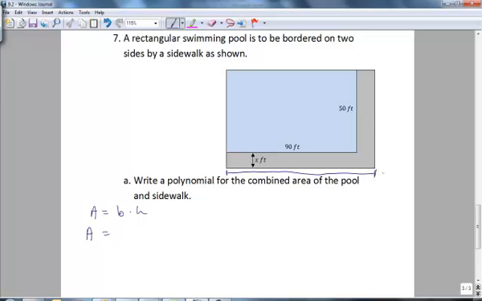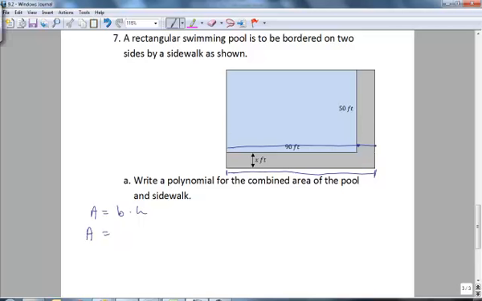We're given a couple of measurements here. We know that the sidewalk is x feet wide. We know that the pool is 90 feet wide. So looking at the picture, to go from here to here is 90 feet, and then to go from here to here would be x more feet. So then how do I get the full base length? Is it going to be 90 times x or 90 plus x? Well, the truth is it's going to be 90 plus x.